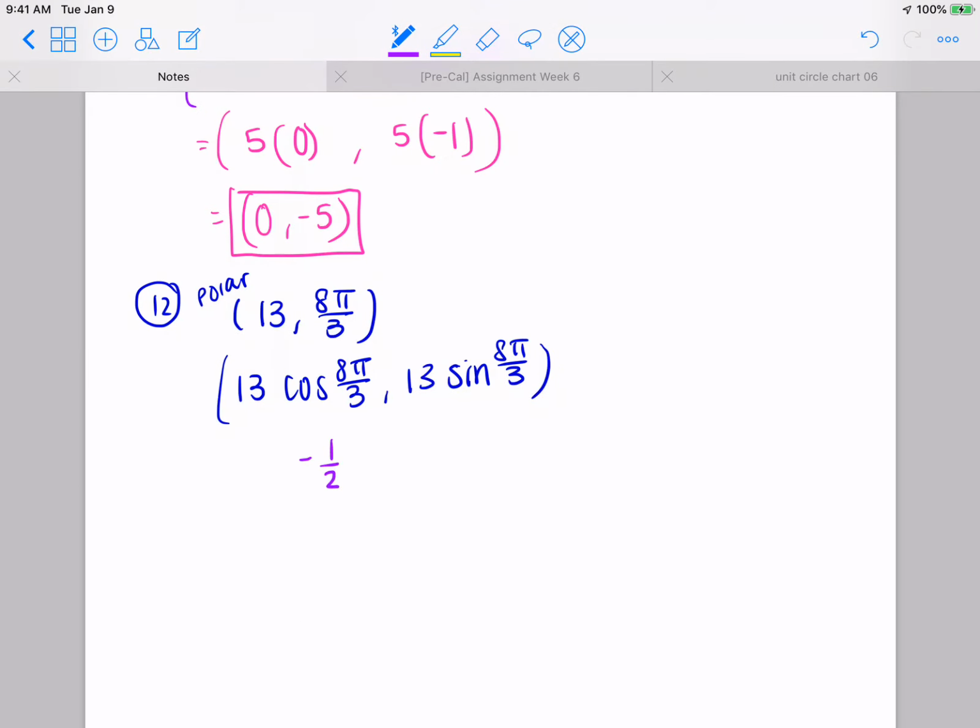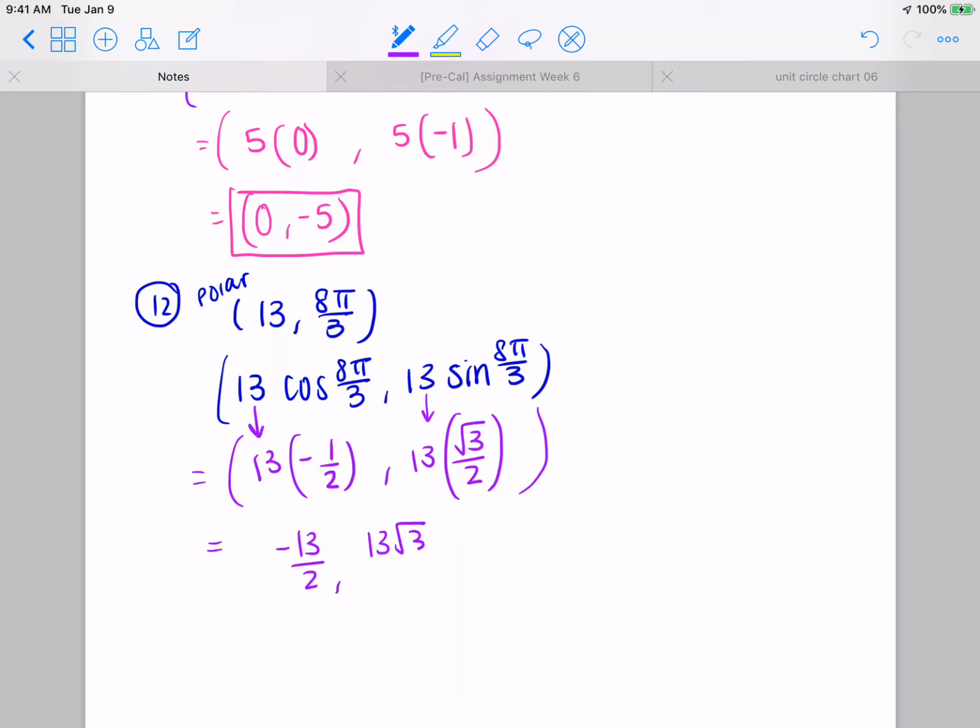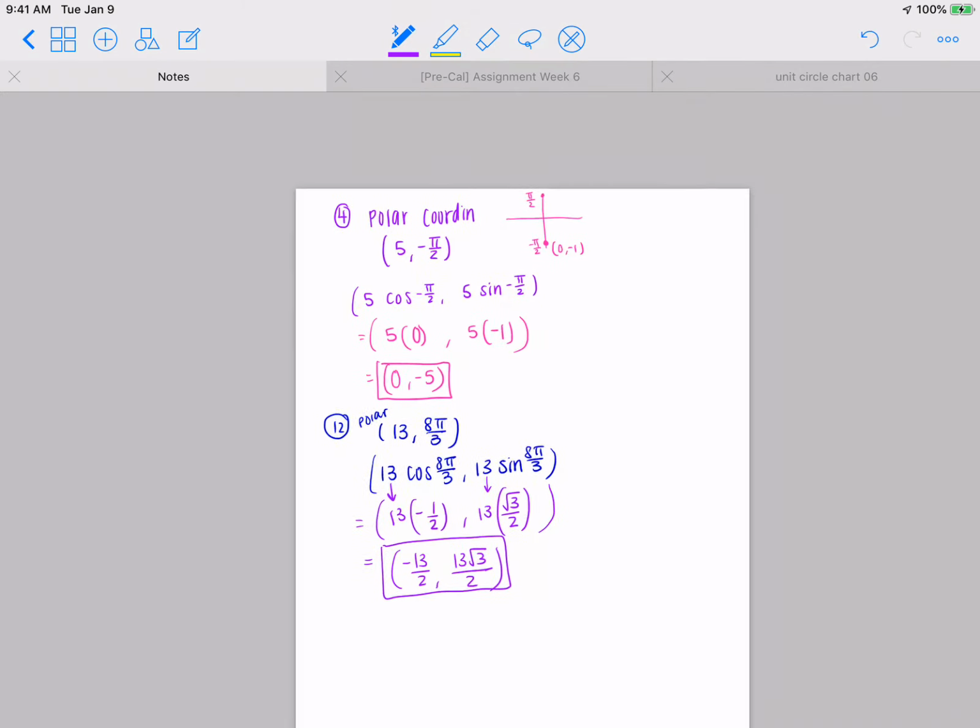So -1/2 and square root of 3 over 2. Again, it makes more sense if you have it side by side. So I'm going to take these numbers and drop the 13. And this is going to end up being -13 over 2, comma, 13 square root of 3 over 2. That's your final answer. Don't forget those negatives.